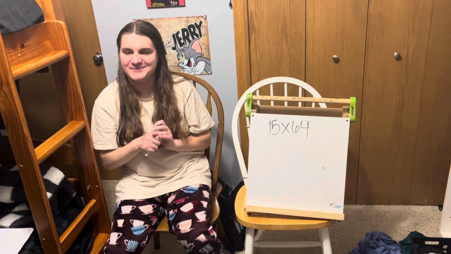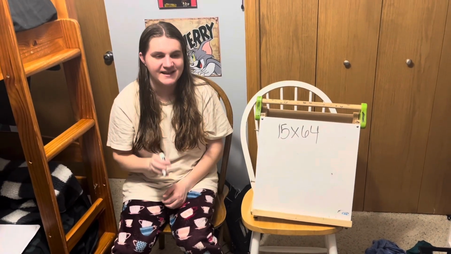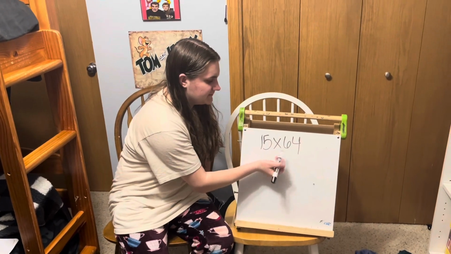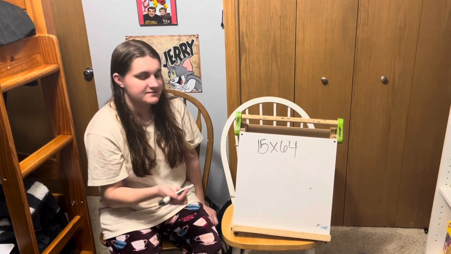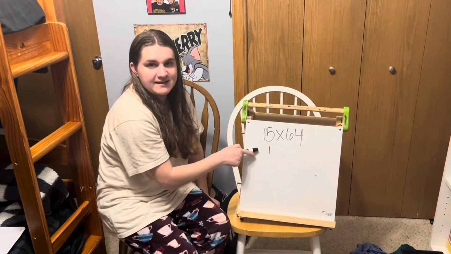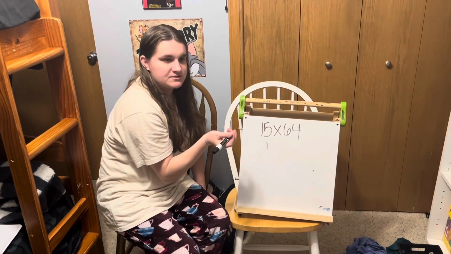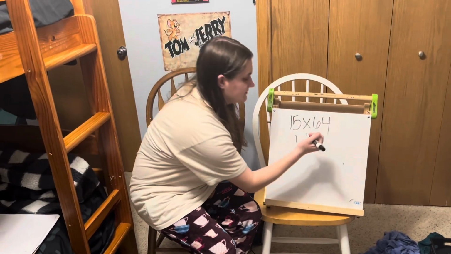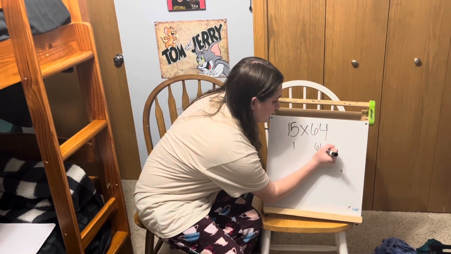Guys, it's Miss Parker, and today we are going to be learning Egyptian multiplication. The problem I have here is 15 times 64. The first thing we're going to do is write a 1, and then take that number times the multiplier in the equation. So 1 times 64 is 64. So we're going to write a 64 here.